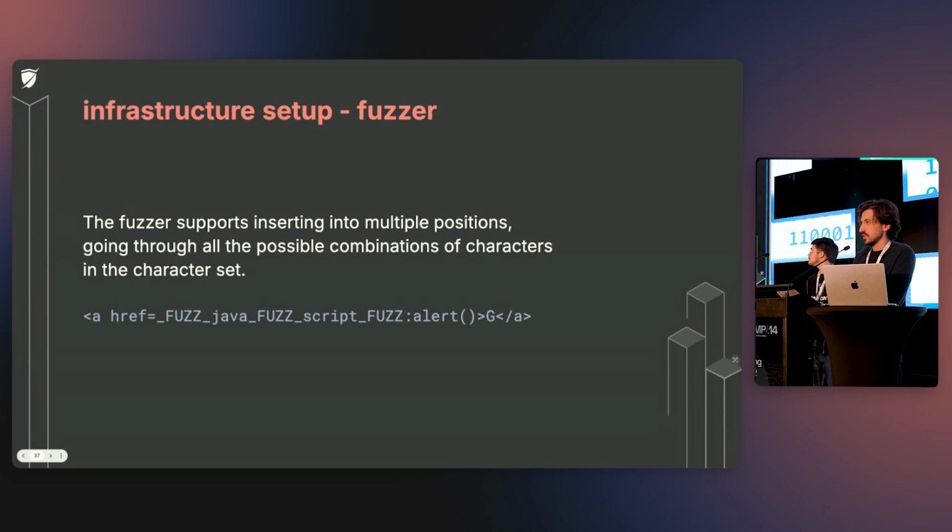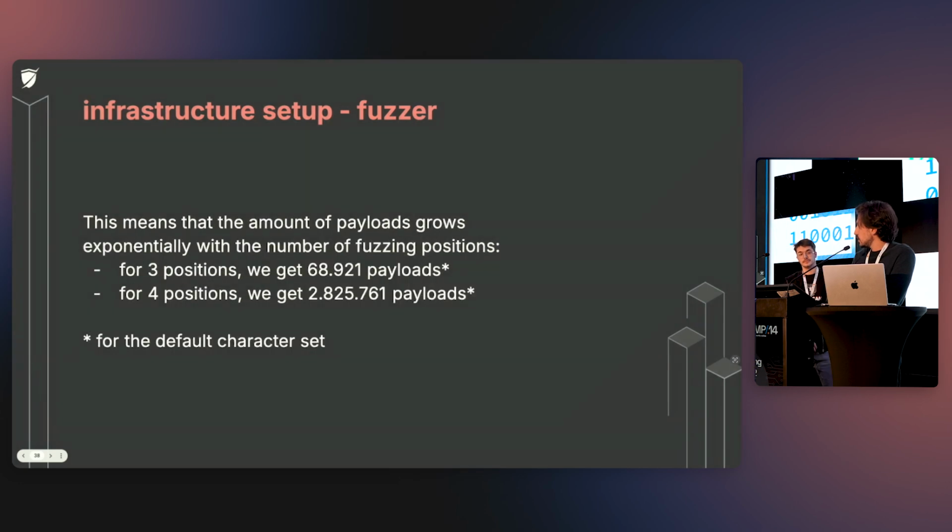The fuzzer also supports inserting into multiple positions, and it will go through all the possible combinations of characters in its internal character set. The default character set is the ASCII control characters, and what this means is that the number of payloads will grow exponentially with the number of fuzzing positions. If you fuzz 3 positions, you get 70,000 payloads. If you fuzz 4, you get almost 3 million. So fuzzing 14 sanitizers for 4 positions will probably take a lot of time.